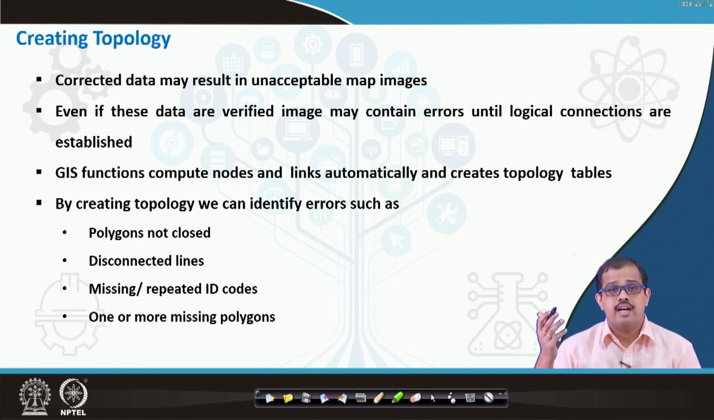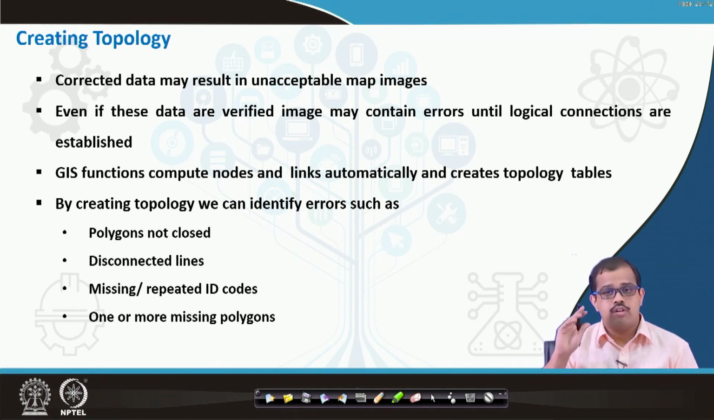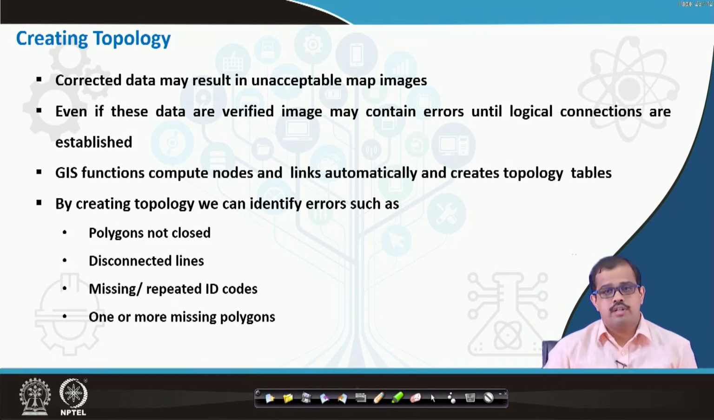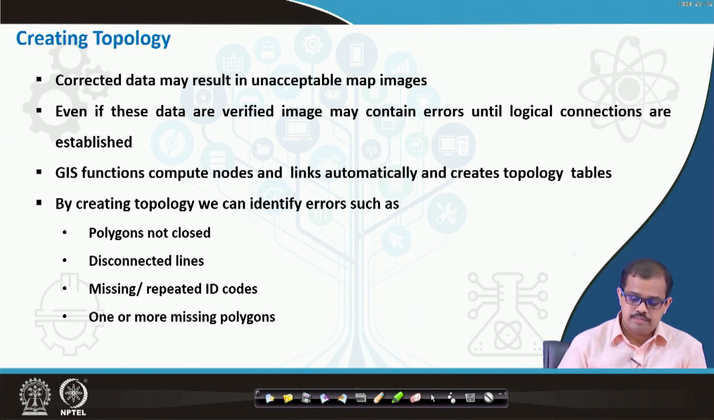If there are missing or repeated ID codes, I gave you an example in the previous where you have two codes in the same polygon. So if there are repeated ID codes, you can delete one of those codes. Then you have one or more missing polygons, polylines, or missing points. All of this can be easily coded once the topology is built. So topology gives you exact connections between the relationships and also the logical consistency in both spatial data and attribute data. That is extremely important in terms of maintaining your entire data and the database.